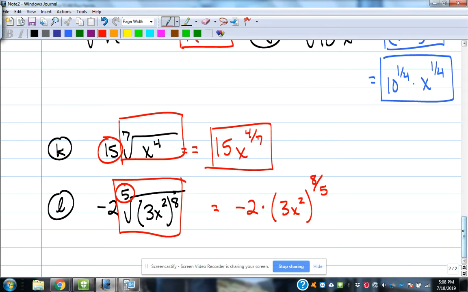I think this one they would actually work out a little further because it's got these exponents in here that you could do something with. You could convert that out to be -2 times 3 to the 8/5, and then x to the 2 times 8/5, which would be 16/5.